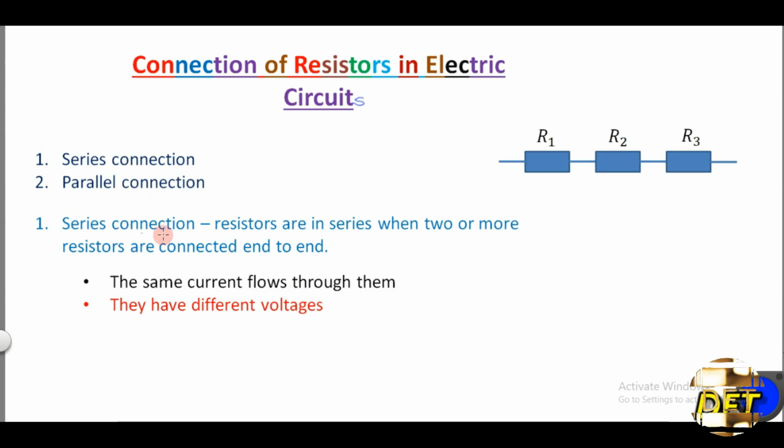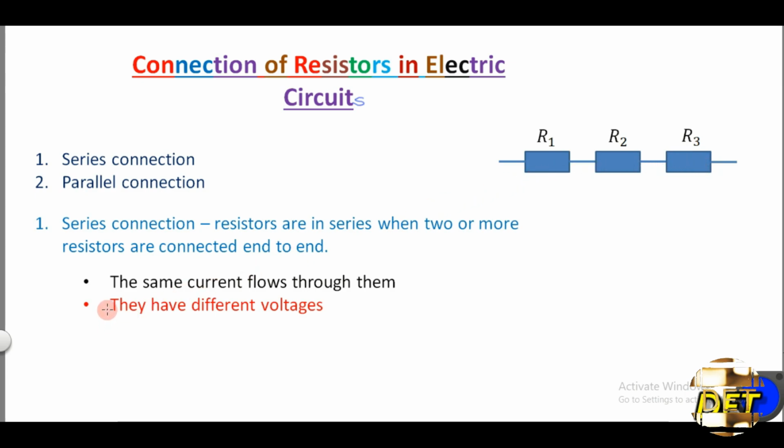For the first form of connection, which is the series connection, resistors are said to be in series when two or more resistors are connected end to end. So if you have a connection whereby the resistors are connected end to end, we call that a series connection. For example, what you have here is an example of a series connection. This is resistor 1, resistor 2, resistor 3. They are connected end to end.